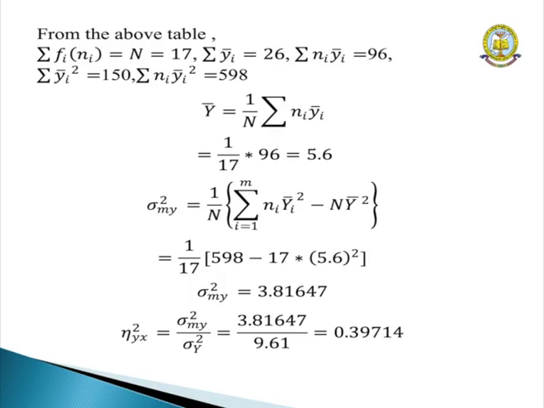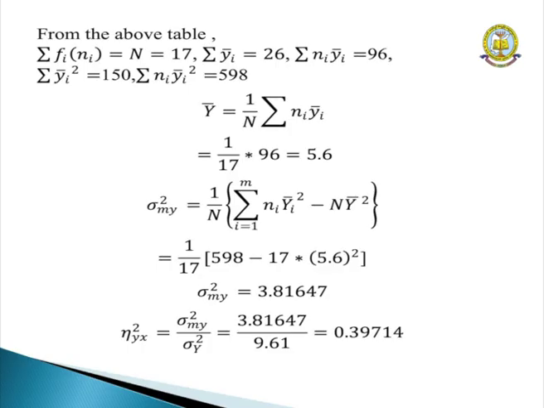From the above table, we got total n equal to 17. The summation of y bar i is 26. The summation of n i into y bar i is 96. The summation of y bar i square is 150. The summation of n i into y bar i square is 598. We can substitute these values in our formulas. First we need to find the y bar value. What is the y bar formula? 1 by n into the summation of n i into y bar i. You already know n: the total frequency is 17. So 96 divided by 17, we got 5.6.